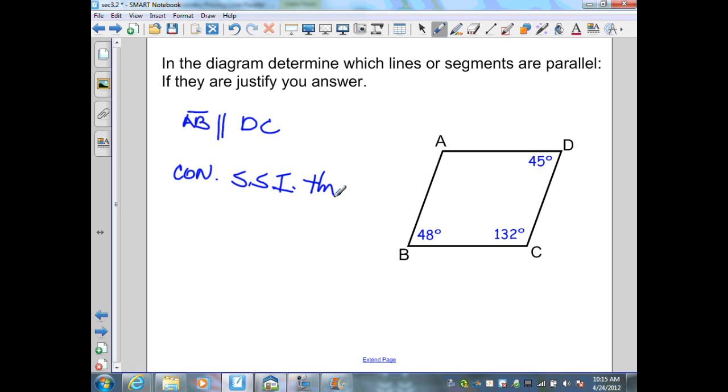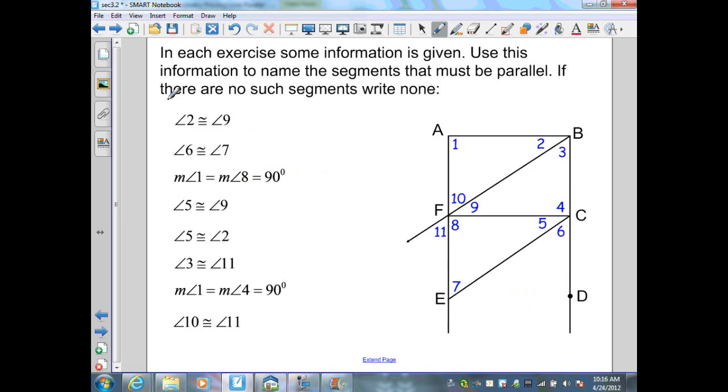I'm given another set of angles. I have a transversal, which is DC, and I know that these are same side interior angles, but 132 plus 45 does not give me 180 degrees. It gives me 177 degrees. Therefore, these two angles right here are not supplementary. Therefore, I cannot justify that AD and BC are parallel. I do know that DC is my transversal for those angles, but I can prove nothing else since the angles are not supplementary.